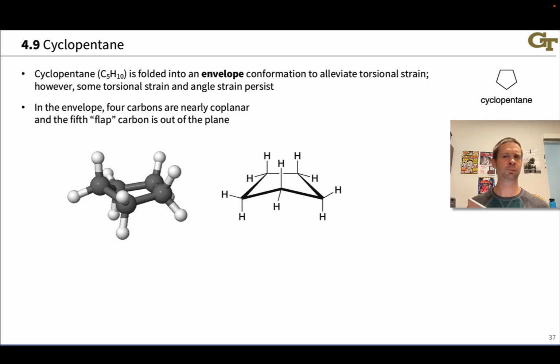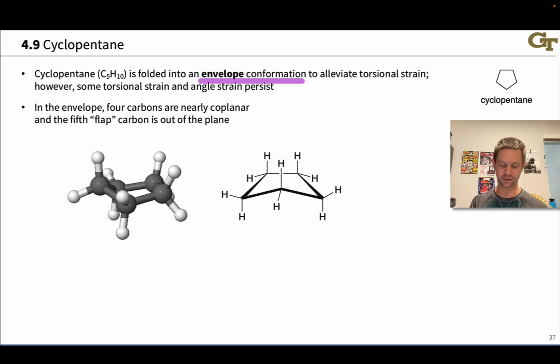But again, the problem with a perfectly flat cyclopentane ring is that the CH bonds would be eclipsing, and that eclipsing strain, that torsional strain really adds up when you're talking about 5 carbons, 10 CH bonds, right? All of which are eclipsing each other. To avoid those problems with eclipsing, the cyclopentane molecule actually folds a little bit. And it kind of folds up on one side to create what we call the envelope conformation. This is the most stable conformation of cyclopentane.